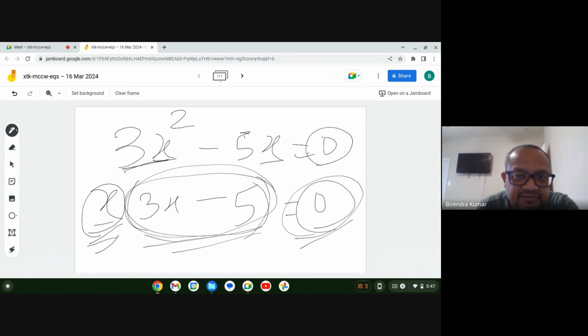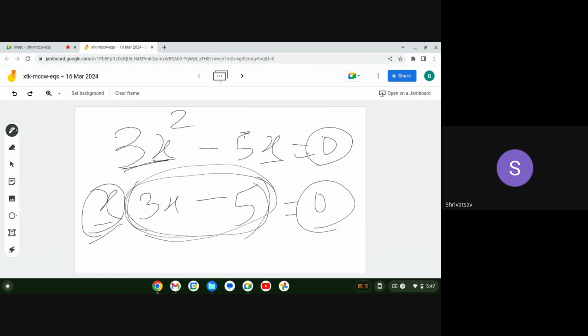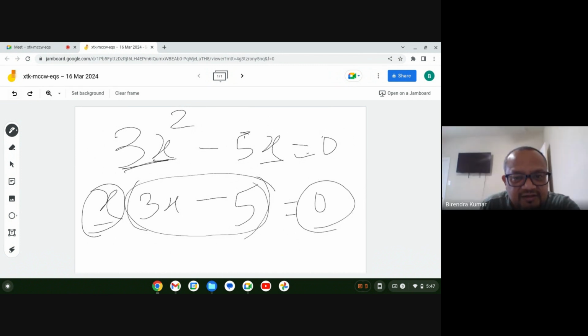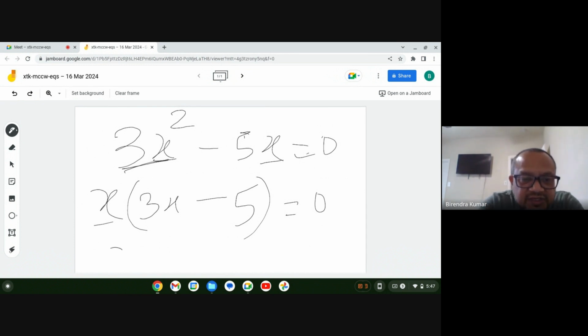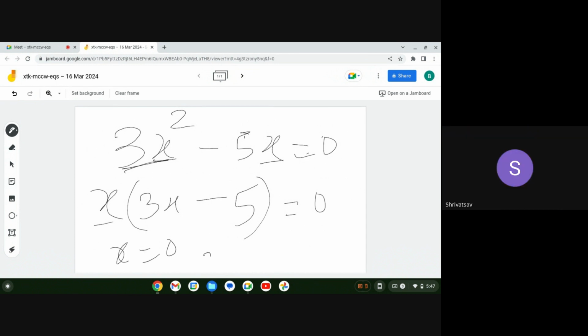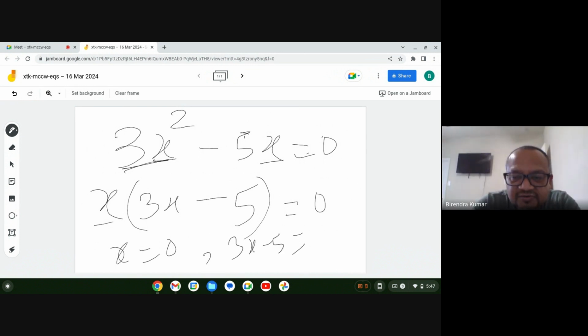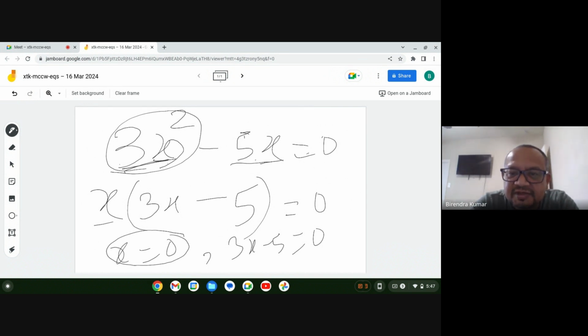Correct? Agree? So here's the answer. Now look at this. That means either x equals 0 or 3x minus 5 equals 0. One of the two is 0. So one possible answer is x equals 0. If you put x equals 0 in this expression, what does it become? 3 into 0 squared is 0. 5 into 0 is 0. 0 minus 0 will be 0. So we got one answer for x.